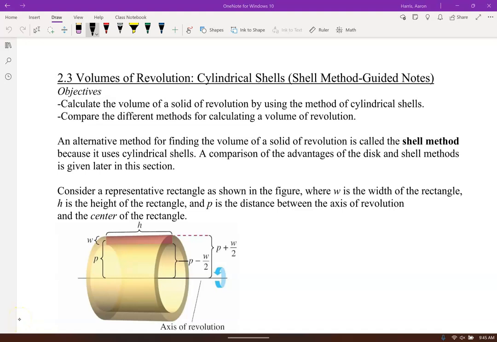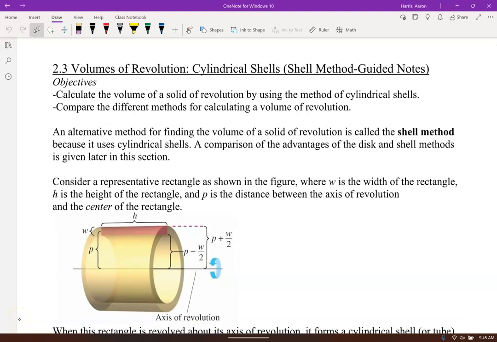Well, welcome back, you guys. We're going to take a look at cylindrical shells today. So the next method for finding volumes will use what's referred to as cylindrical shells.